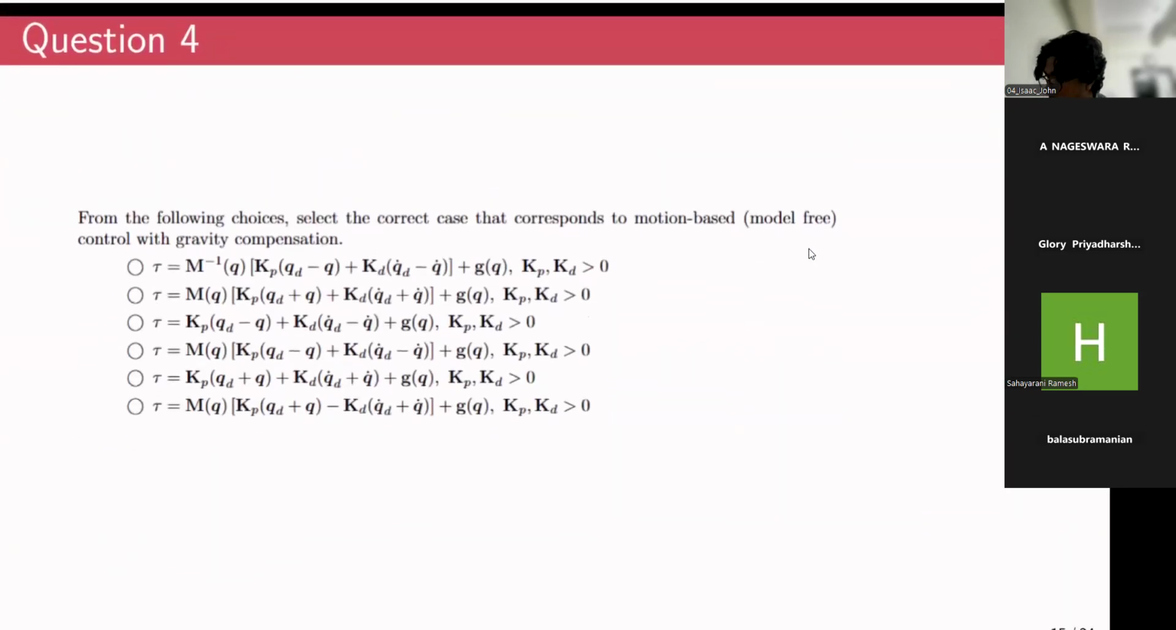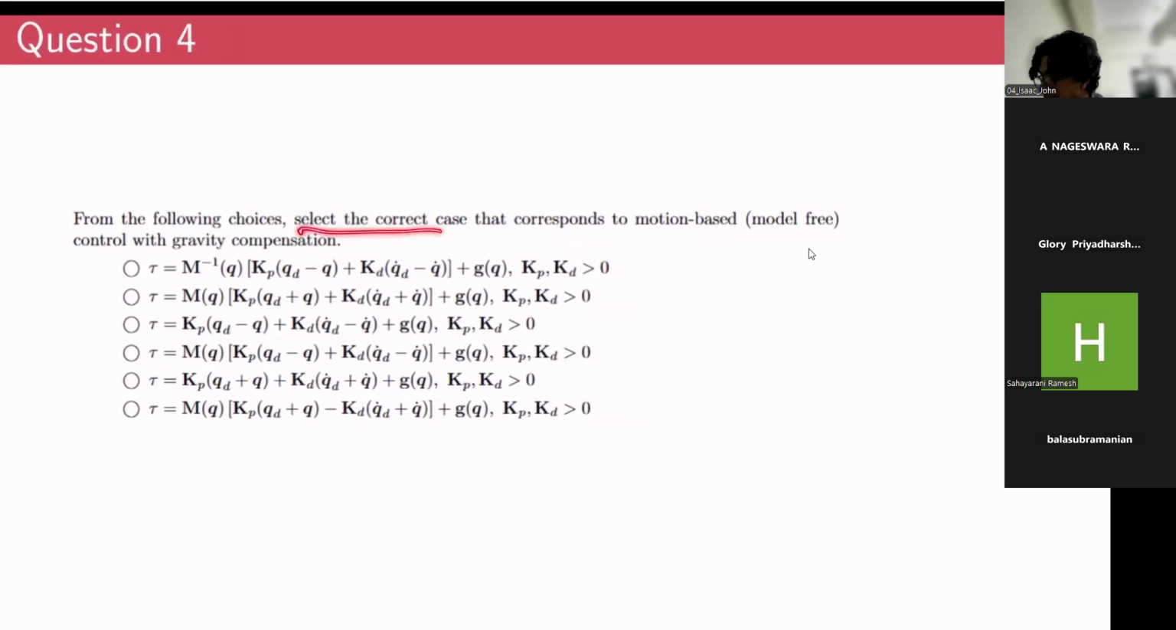Now, moving on to question 4. From the following choices, select the case that corresponds to motion-based model-free control with gravity compensation. So, which among the following is model-free control? What about the first option? It won't come. What about the second option?